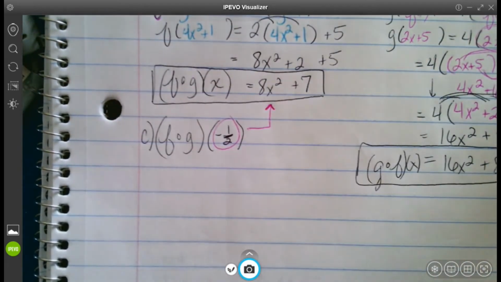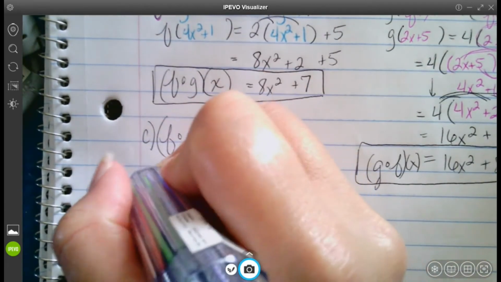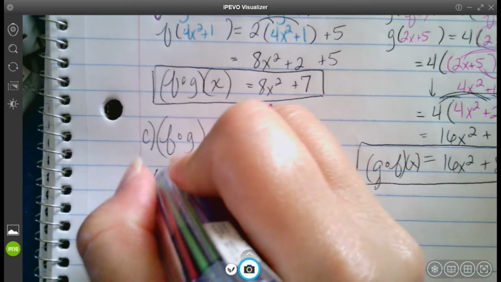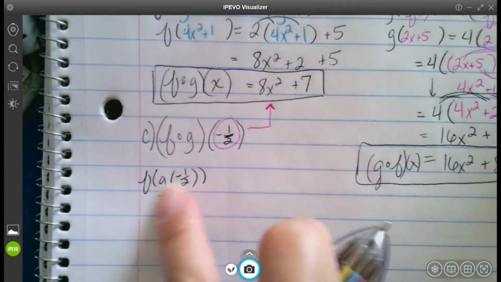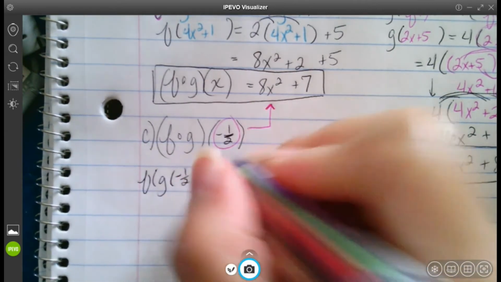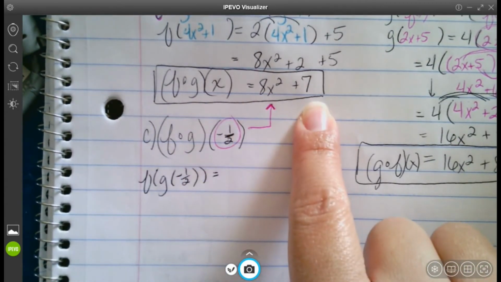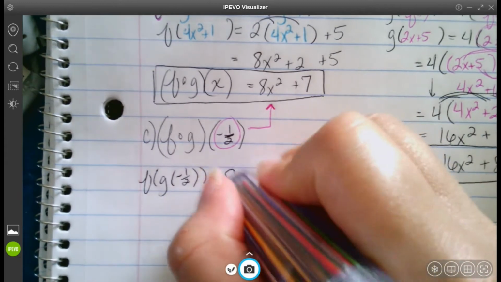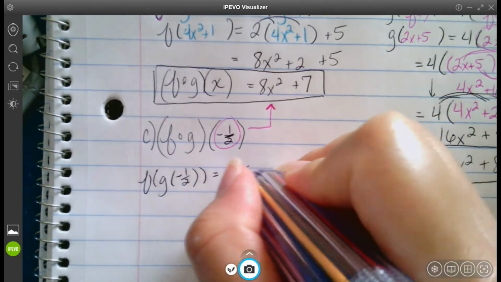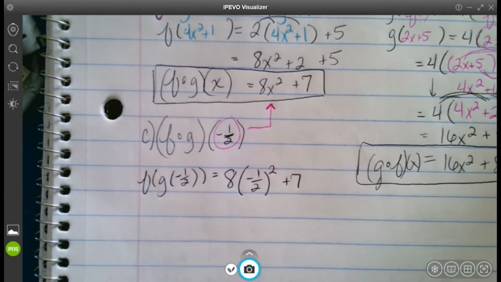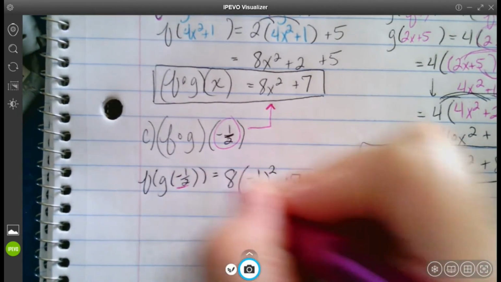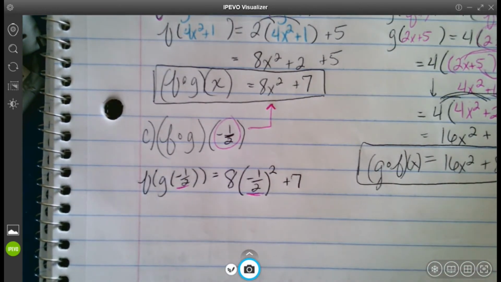I'm going to go ahead and rewrite this a little bit nicer. So f, and I'll do it the other way so you can see. This is another way to see it. Remember, we can rewrite this with the parentheses instead. And I'm going to take all of this and plug in -1/2. So 8 parentheses, -1/2 squared plus 7. And this is what I was plugging in. Okay, and then we just simplify.